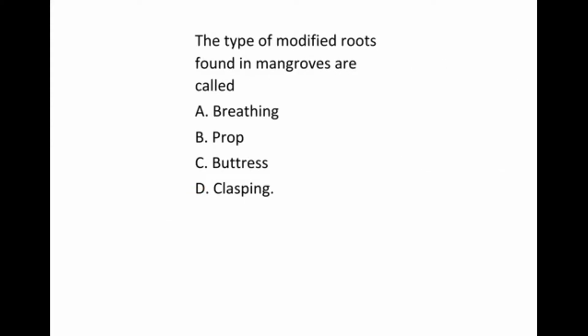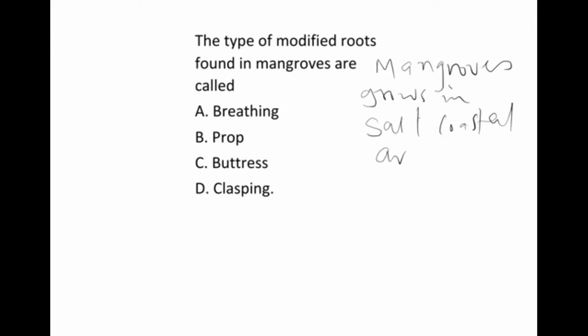The type of modified roots found in mangrove are called, when you look at mangrove plants, they grow in salty coastal areas. So these plants are in the group of hydrophytes. Hydrophytes are plants that grow in wet areas.